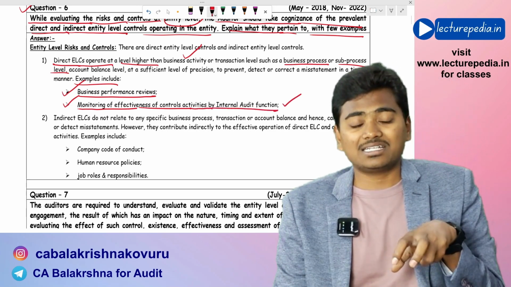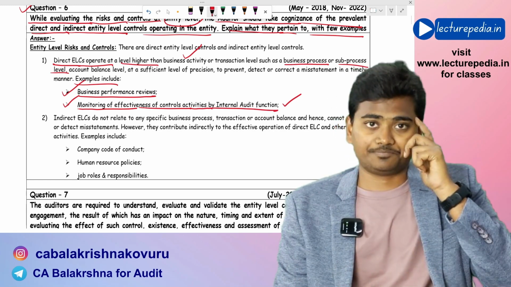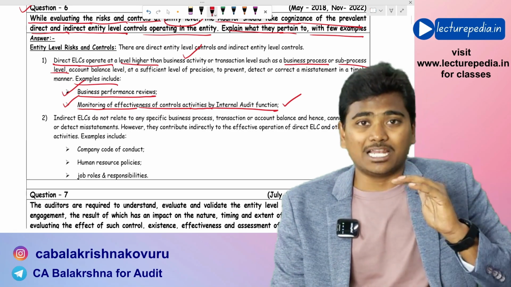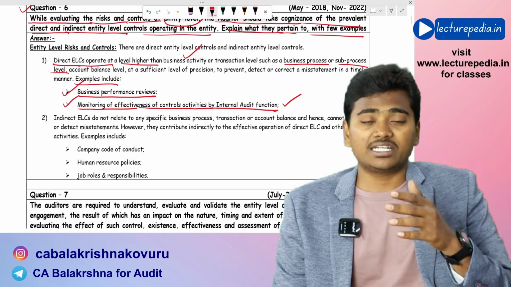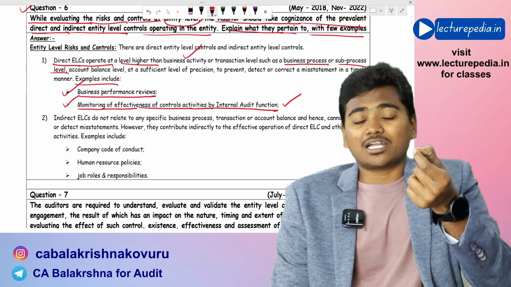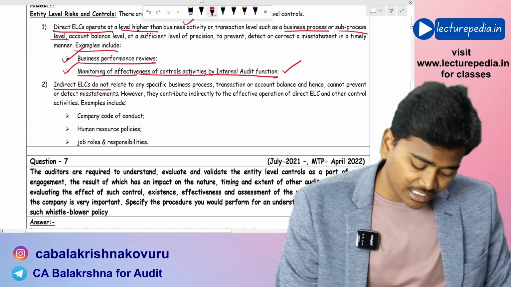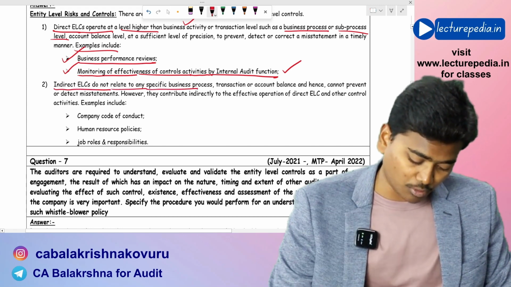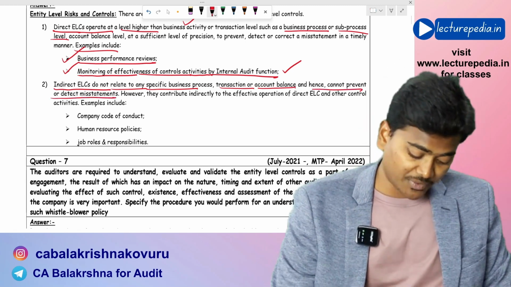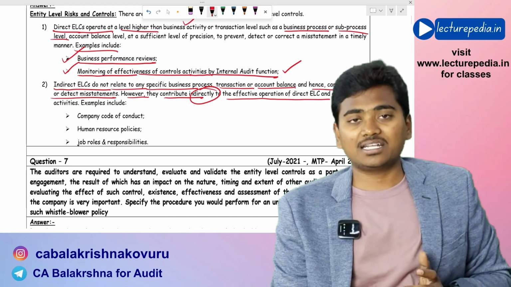See, these direct entity level controls will help to detect and prevent the errors. Whereas indirect entity level controls will not help for prevention or detection of the errors. Instead, they will help the direct entity level controls to operate effectively. Indirect entity level controls do not relate to any specific business process, transaction, or account balance, and hence cannot prevent or detect misstatements. However, they contribute indirectly to the effective operation of direct entity level controls.